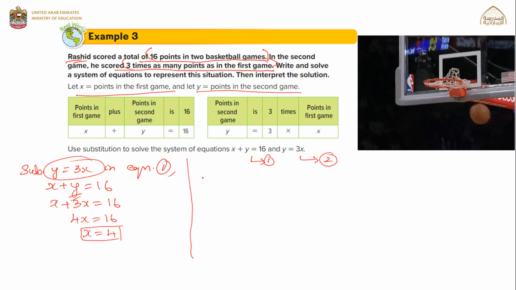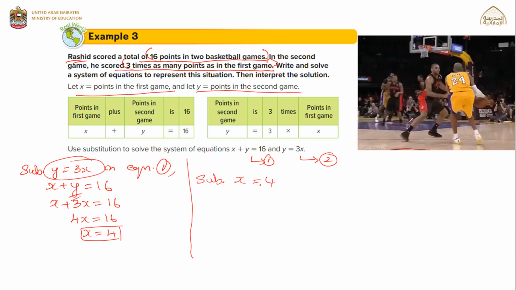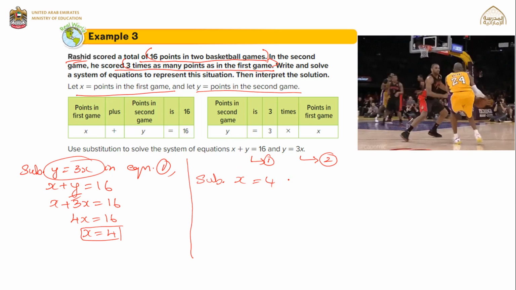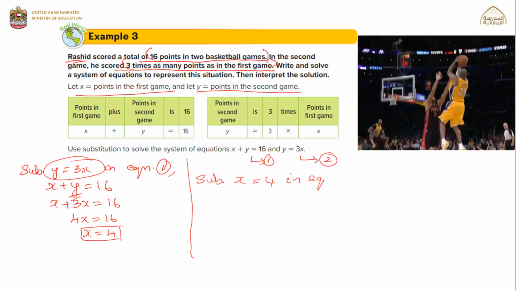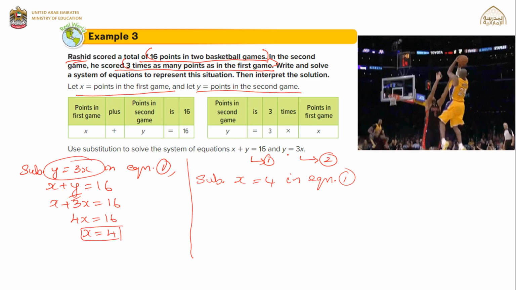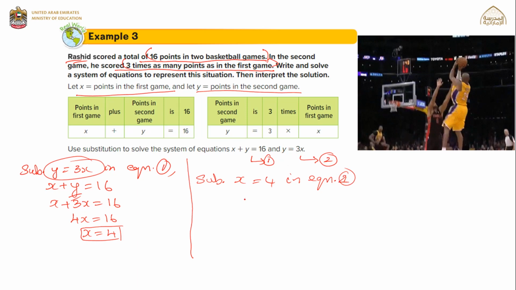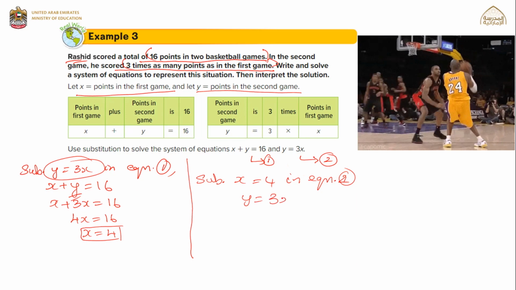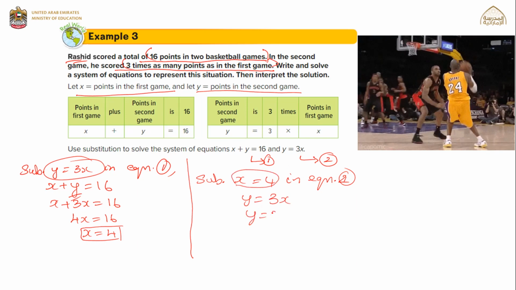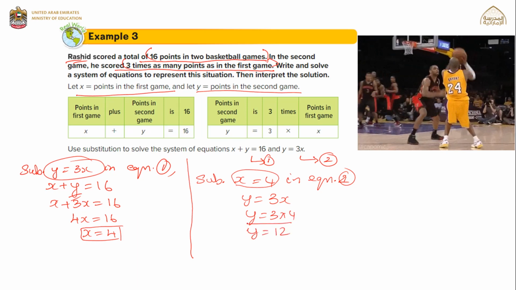You're going to substitute the value of x equal to 4 in either of the equations, either in 1 or 2. So I would like to substitute in 1. Why? That's easy to solve and fewer steps required. What is equation number 1 or 2? I'm taking 2. It is y equal to 3x. Replace the value of x as 4. So y equal to 3 times 4, which gives you 12.